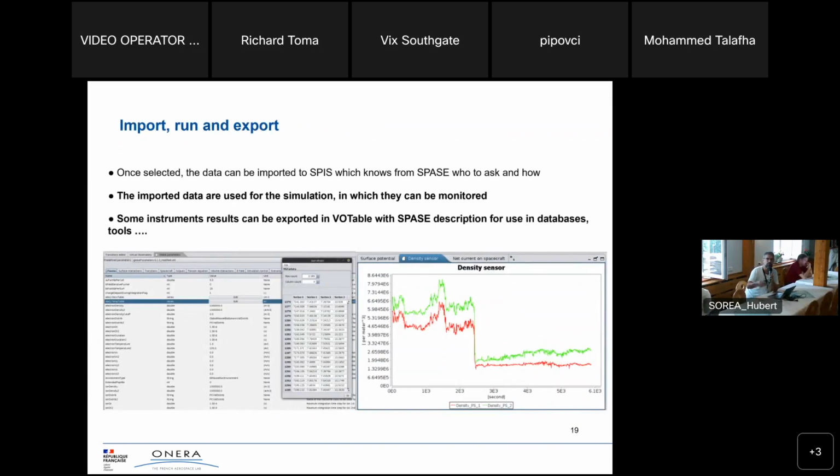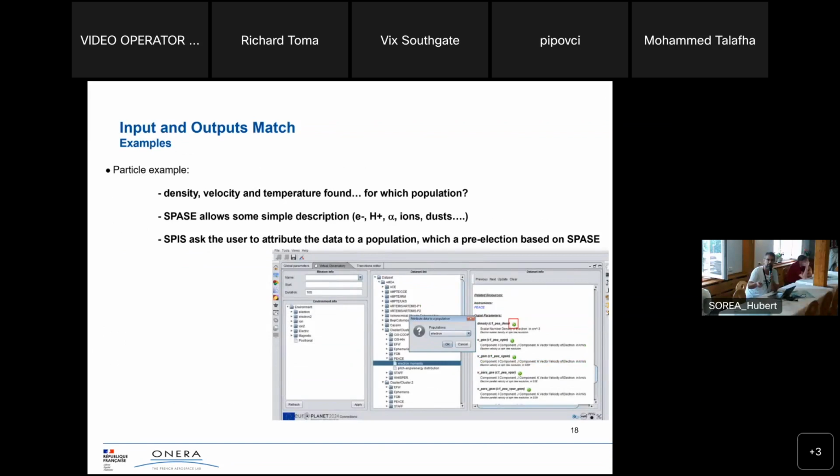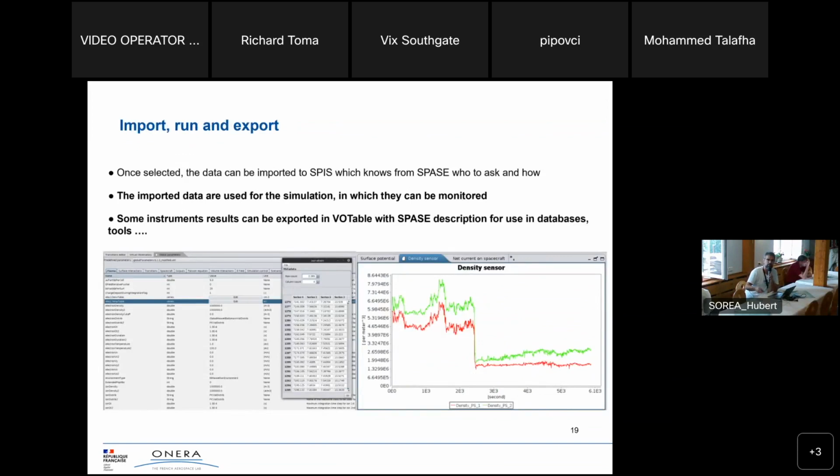Once you've selected the fields you want to import, you provide a start date and a duration for the simulation, and you can import it in SPACE. It appears as a table in the parameters, and you can run the simulation.